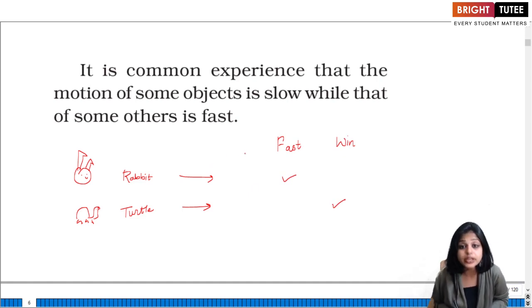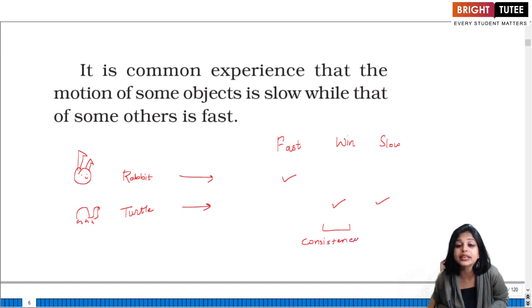But talking of it, if we talk about the turtle, the turtle was definitely slow in the race. Still, he wins because of consistency. So this was a Panchatantra story that helps us understand that it doesn't matter how slow you move, your consistency will make you win. But apart from this, we have to take it from the physical point of view.